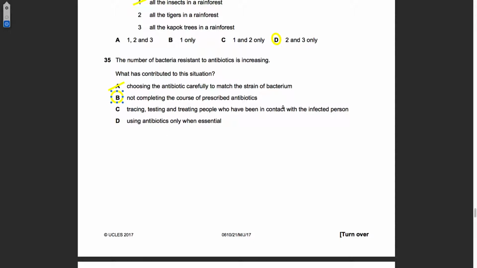Tracing, testing and treating people who have been in contact with the infected person. Well, that sounds like it would be a good thing rather than something that might contribute to something bad like bacteria becoming resistant to antibiotics. Using antibiotics only when essential. Again, that's a good thing. That's hopefully not going to exacerbate that antibiotic resistance. So I'm going to go with B for 35.